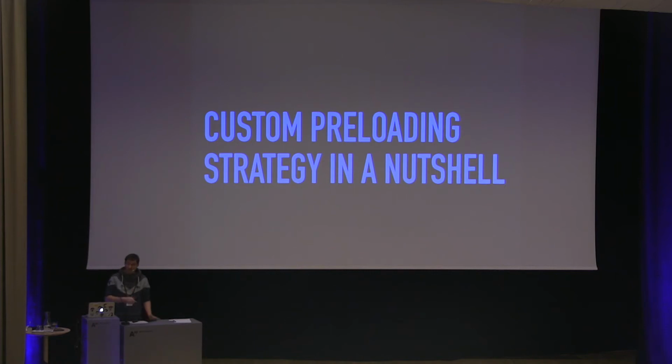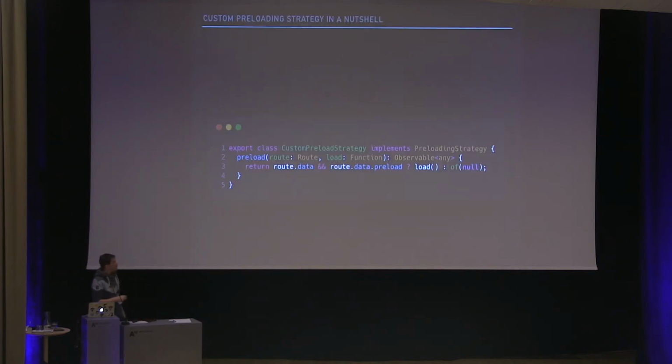Custom preloading strategies, in a nutshell. That means you have to have a service that implements the preloading strategy interface. And this preloading strategy interface gives you a method called preload with the route of the lazy loaded module and a function that you have to call if you want to load this module. It returns an observable, so the interesting thing is either you want to execute the load function to load the lazy module, or you want to return an observable of null if you definitely don't want to load it.